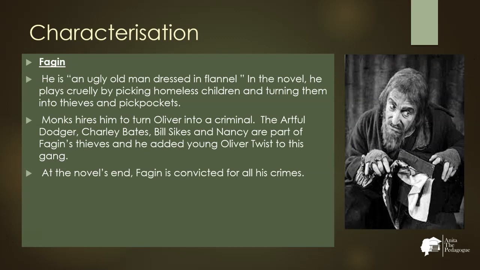Fagin. He is an ugly old man dressed in flannel. In the novel, he plays cruelly by picking homeless children and turning them into thieves and pickpockets. Monks hires him to turn Oliver into a criminal. The Artful Dodger, Charlie Bates, Bill Sykes, and Nancy are part of Fagin's thieves, and he added young Oliver Twist to this gang. At the end of the novel, Fagin is convicted for all his crimes.